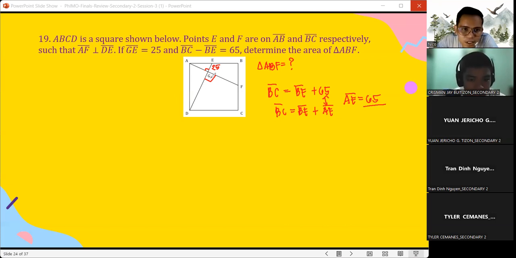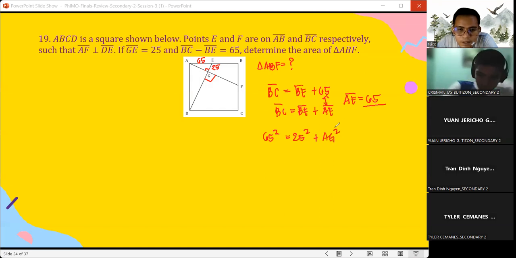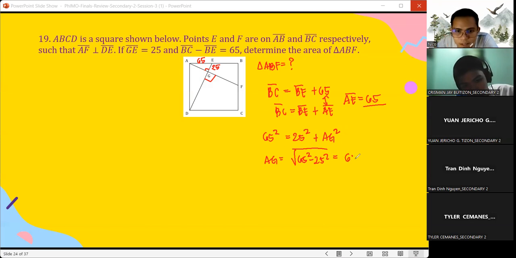Now, to solve for AG, this is 65 here. To solve for AG, it's just 65 squared minus 25 squared, and then AG squared. So AG is the square root of 65 squared minus 25 squared, right? So this is equal to 60, no? So we already know that this is equal to 60. Okay, you need to get the area of ABF. Solve for area of ABF.